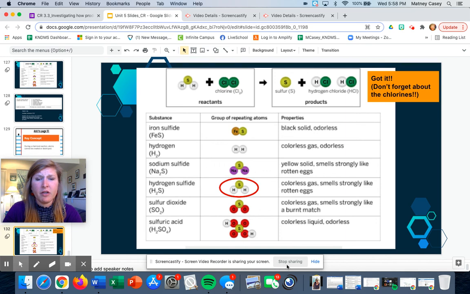All right. If you need to go back and fix your answers, now's the time before moving on to the next section of your exit ticket.